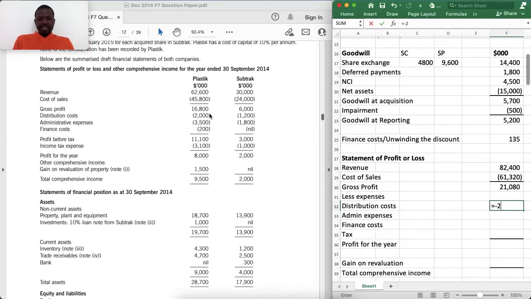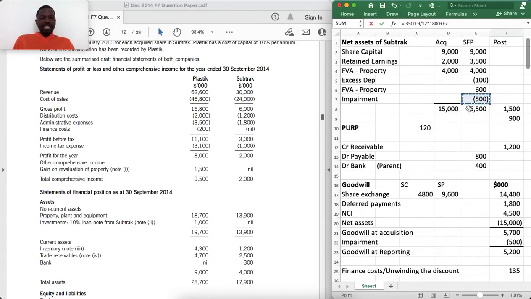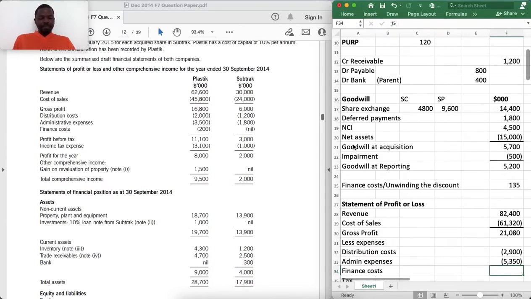For the parent, it is 2,000 minus 9/12 multiplied by 1,200 for the sub. We get that. The admin for the parent, we have 3,500 plus 9/12 multiplied by 1,800 for the sub. Then we need to add here impairment, as we were told that impairment goes to admin expenses.